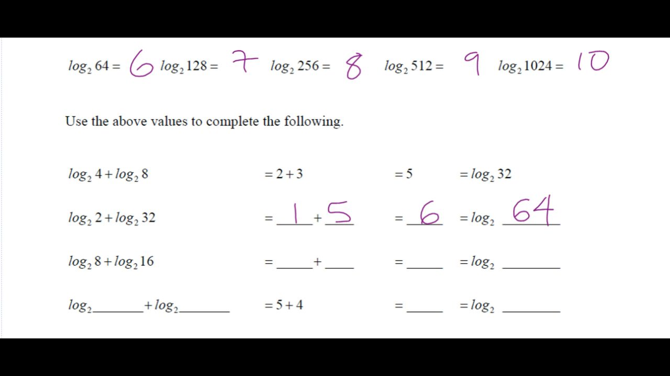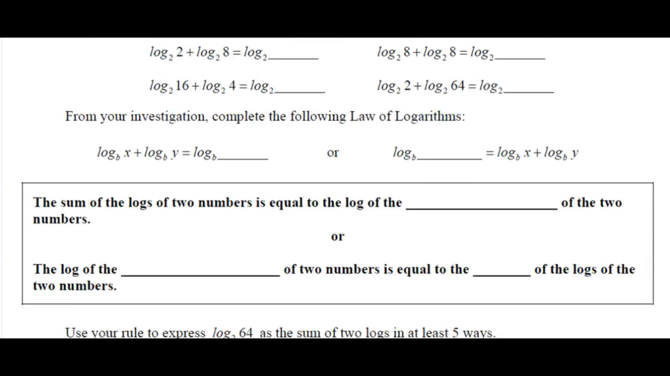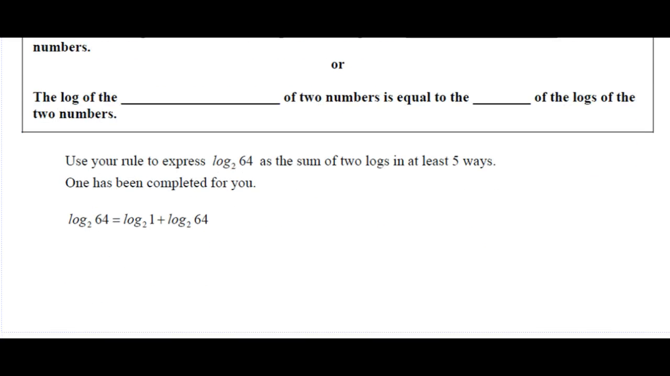Okay? So what you're looking for is, what's the relation between this and this? What's the relation between 2 and 32 and 64? Multiply, right? What about 4 and 8 and 32? 4 times 8 is 32. Okay? Here's your rule.